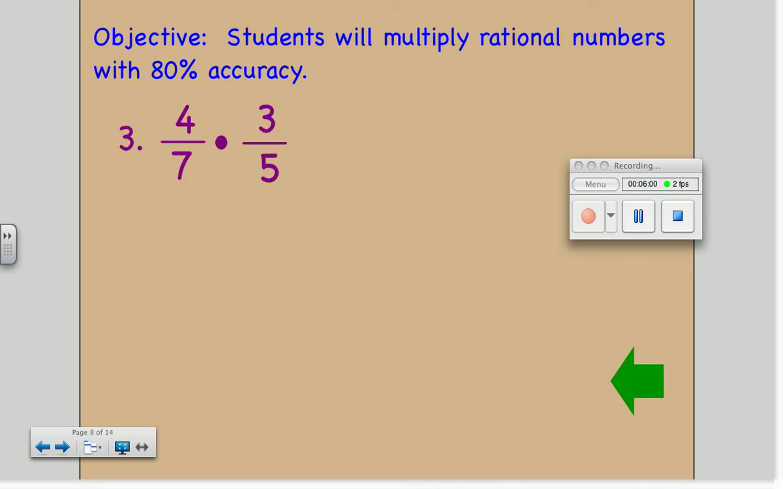Number 3, 4 sevenths times 3 fifths. Okay, 4 and 5 I cannot cross cancel. 7 and 3 I cannot cross cancel. There's no number that I can divide both 3 and 7 by, and there's no number I can divide both 4 and 5 by. So we're just going to multiply straight across. 4 times 3 is 12. 7 times 5 is 35. This number cannot be reduced, so the answer is 12 over 35.